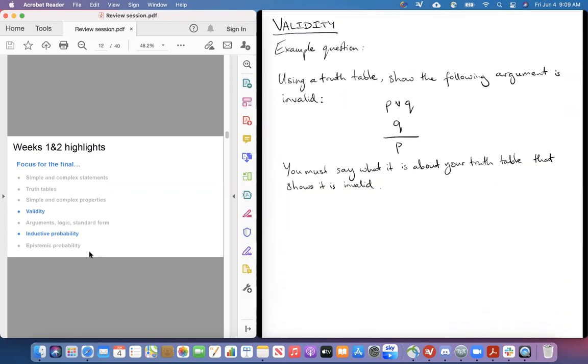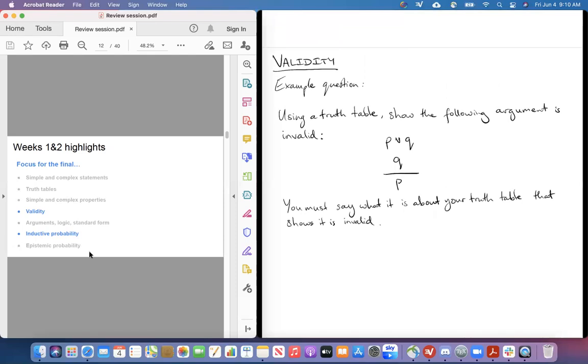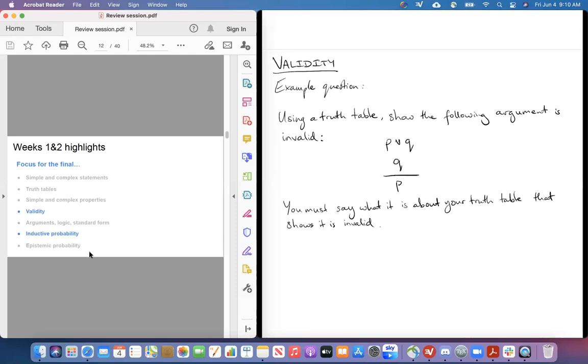This is validity, so we're talking about deductive arguments first. And of course, you've seen this type of question before on the first chapter test. Here's another example of what you can expect to see on Monday. It says, using a truth table, show the following argument is invalid. The argument reads P v Q, Q, so there are your 2 premises, and the conclusion of the argument is P.